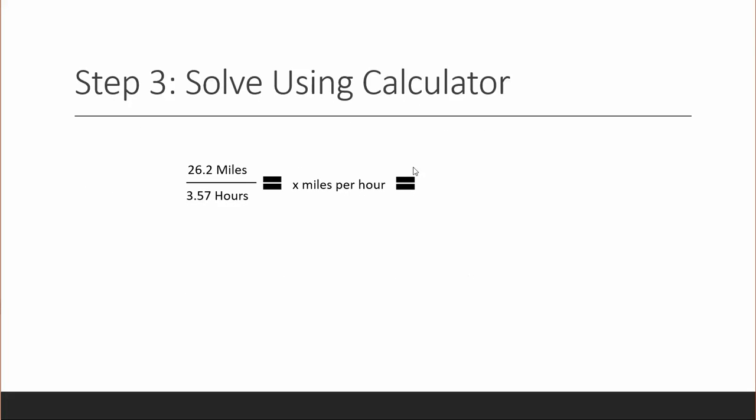So just go ahead and put 26.2 over 3.57 into your calculator, and the answer you should get is 7.34 miles per hour. Of course, the units won't be in your calculator, so just make sure you write them on the paper so that you can have them when you get that raw number from your calculator.